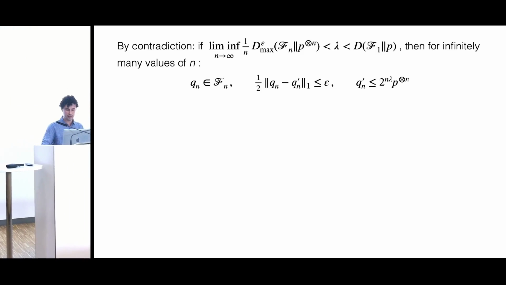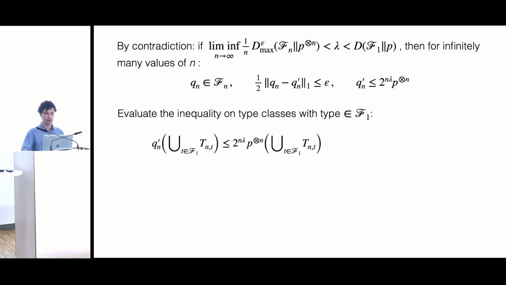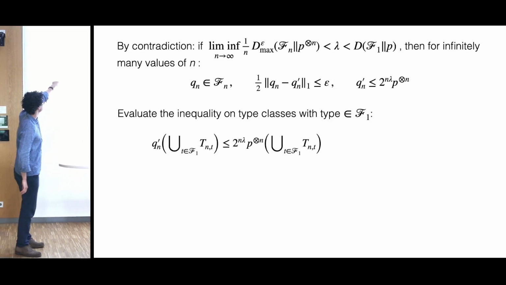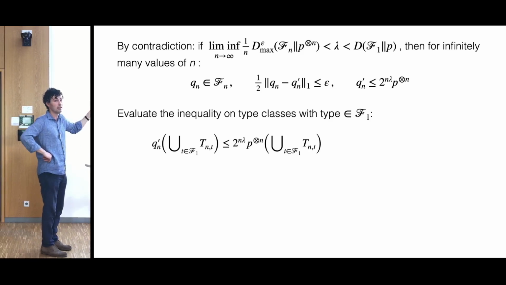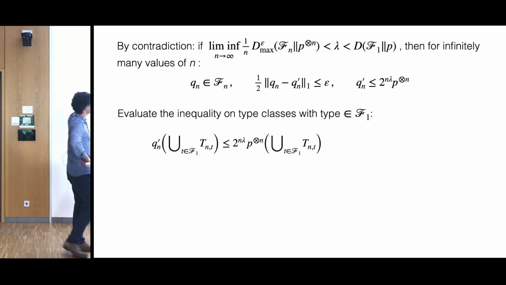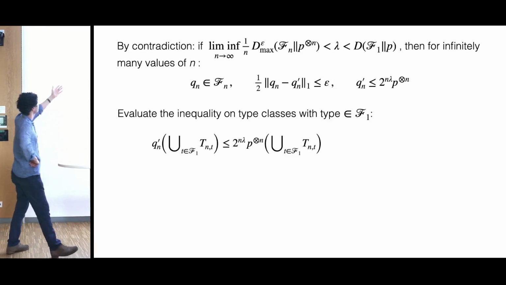Okay, so now what do we do with this? We apply this inequality on type classes with type in the free set, in the first level of the free sets hierarchy. So something like this. You take the union of the type classes. This T_T is the type class with type T, so all the sequences with type T. And now you take the free types. I mean, this inequality works element-wise, so you can apply this to any set. This is what you get.